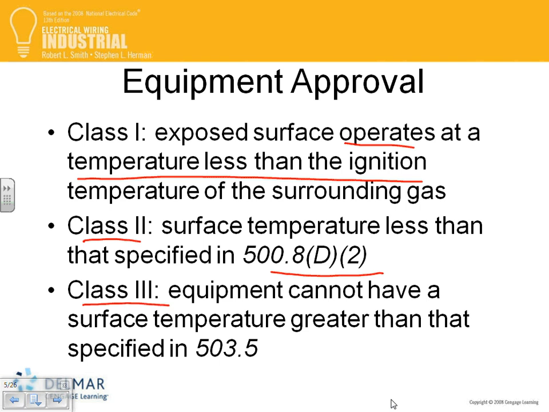The key point, guys, is that in order to ignite, combust, or create a flame, you need temperature. So the temperature is a big deal for the equipment. If you install equipment in a class 1, 2, or 3 location, the temperature that the equipment is working at must be less than the temperature that can ignite or create the combustion or flame of these gases, dust, or flyings.